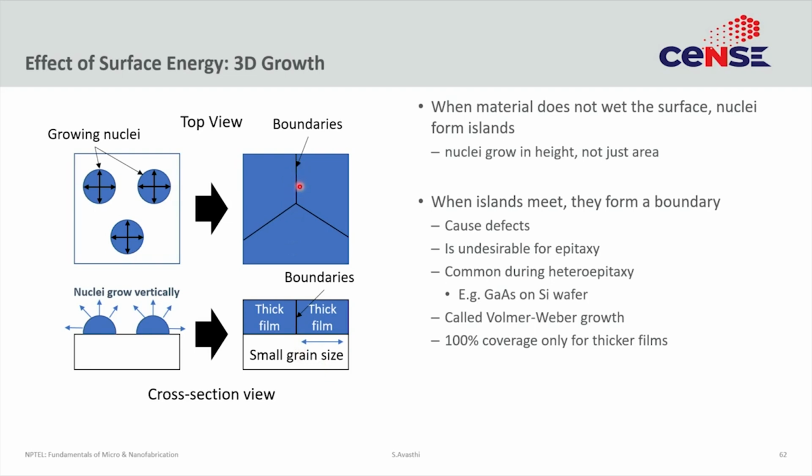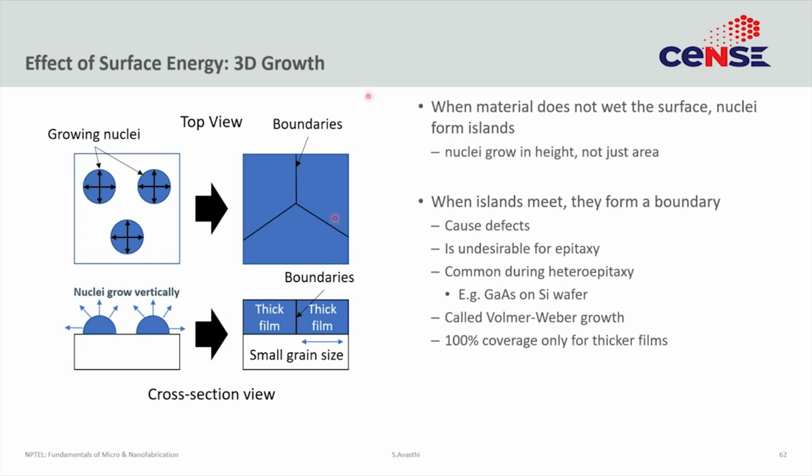And the reason for this boundary is because this nucleus that is growing and that nucleus that is growing are not connected with each other. And if they are not connected with each other, they have no way of communicating the crystallographic orientation with each other, and hence they each grow in a different orientation, and when they meet at the boundary, because the orientations are different, you tend to form a grain, right.